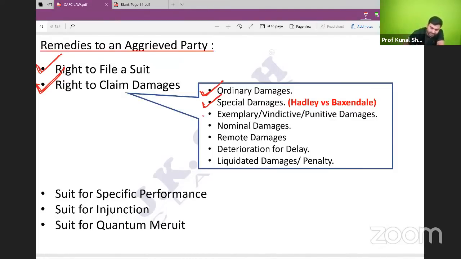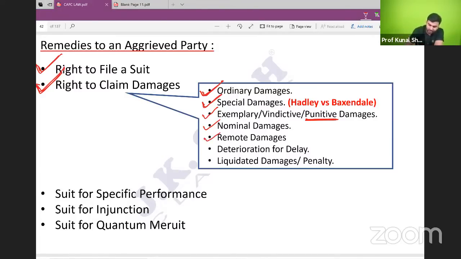Yes, there is a damage called exemplary damages, vindictive damages, or punitive damages. They are not monetary in nature. The aggrieved party wants to punish the defaulting party, send the defaulting party to imprisonment. That's punitive damages. Nominal damages means the aggrieved party has not suffered any kind of loss, but for name's sake, he has a right to demand damages, so he's demanding damages. The amount can be 1 rupee, 2 rupee, 5 rupee, 10 rupee. So they're actually not damages, they're just for namesake.